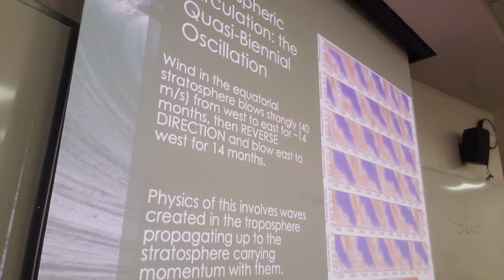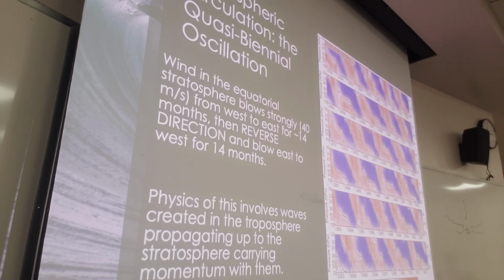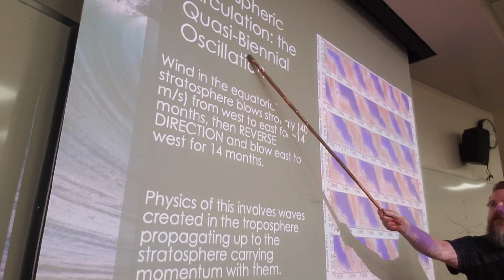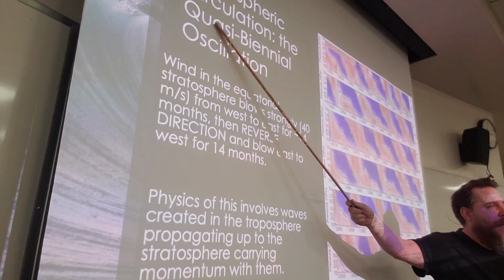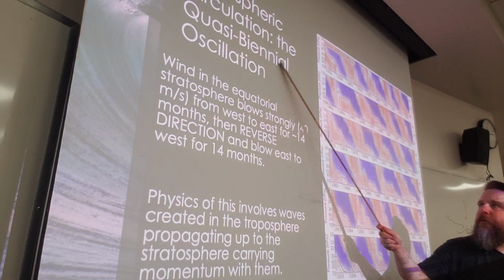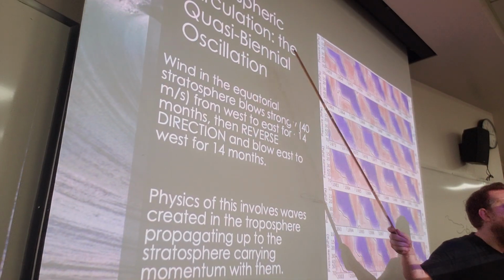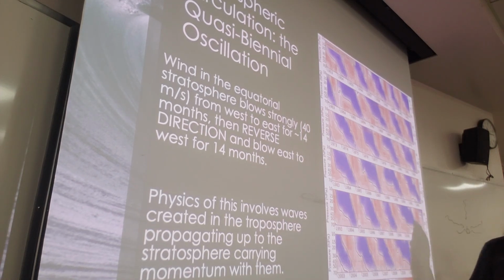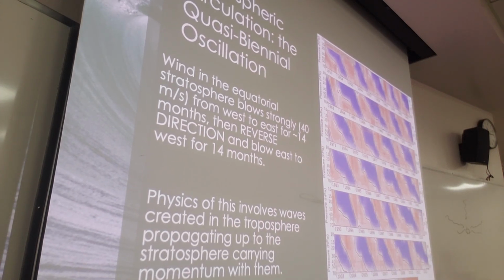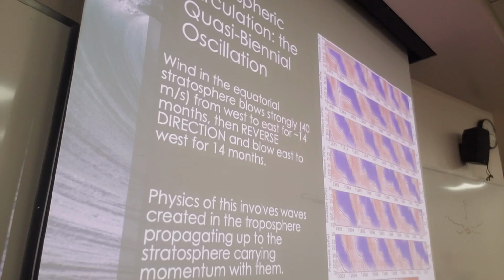It's called the quasi-biennial oscillation. Biennial in this context means every 2 years, and quasi means almost. So it's an oscillation that happens over 2-year cycles, but it's not exactly 2 years, it's just close to 2 years.